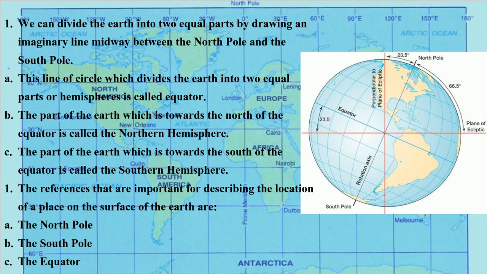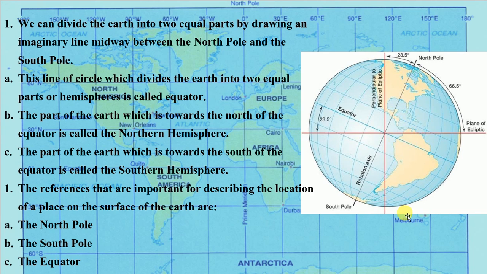And we can divide the Earth into two equal halves, into two equal parts, by drawing an imaginary line midway between the North Pole and the South Pole, as you can see here. This line or circle divides the Earth into two hemispheres. What are the two hemispheres called? The part of the Earth which is towards the north of the equator.